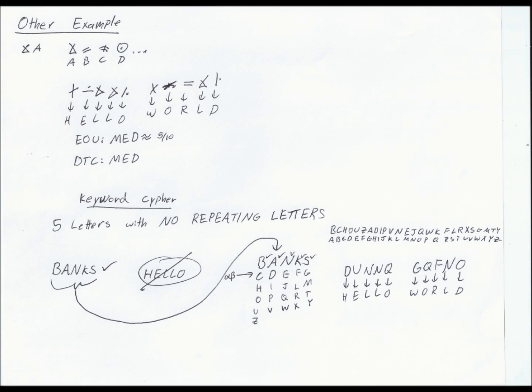Then you read it off from the top down in rows. So B, C, H, O, U, Z, A, D, I, P, V, etc. And then you put the original alphabet underneath that. In this case, D, U, N, N, Q, G, Q, F, N, O would be Hello World.